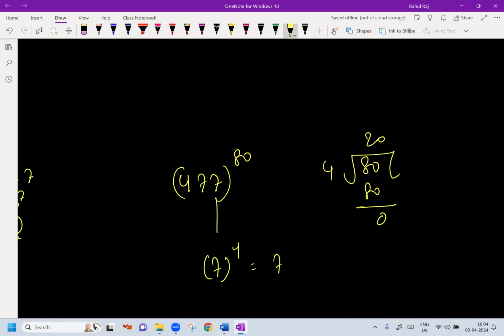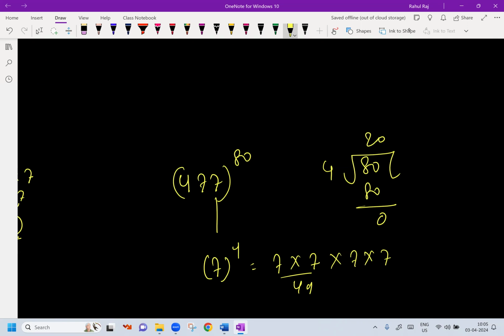How come you don't take 0 then? Anything to the power 0 will become 1. So if the remainder is 0, you should take power 4. If the remainder is 3, take power 3. If the remainder is 2, take power 2. If the remainder is 1, take power 1. But if the remainder is 0, you can't take power 0. It should be taken as 4.